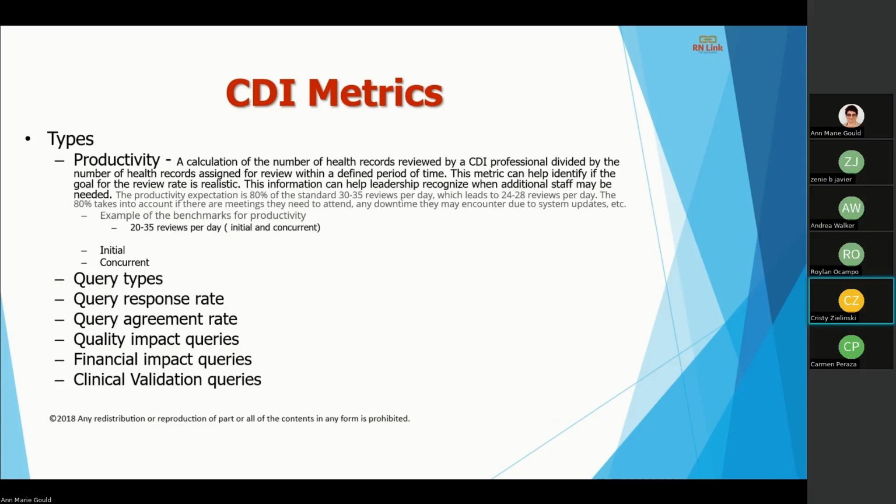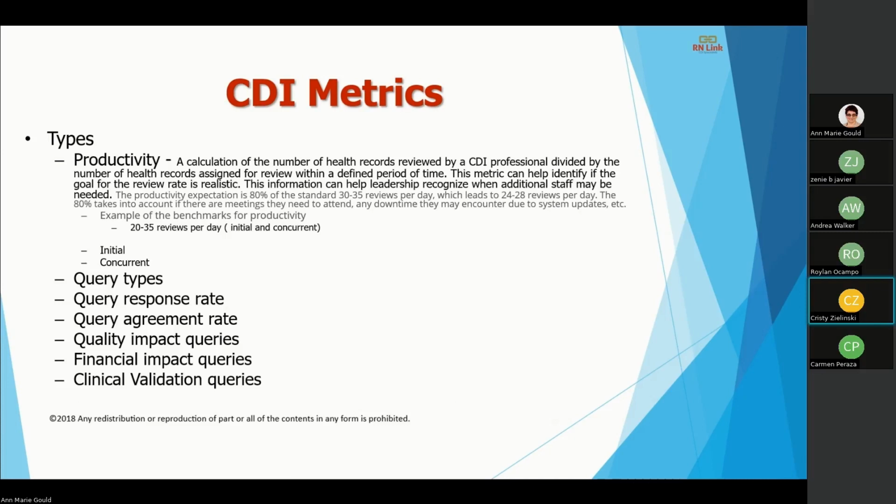Usually, if you are new in the hospital, they give you 5 to 10 reviews per day, so 5 to 7, until you get used to it. I think they give it 1 to 3 months.